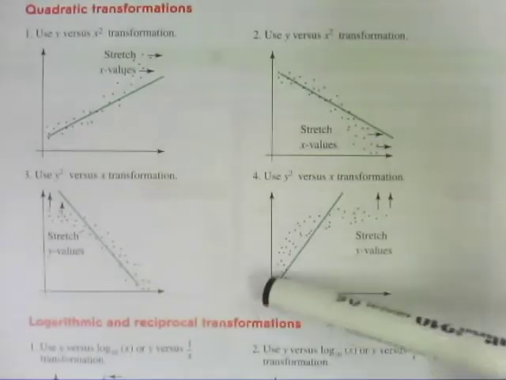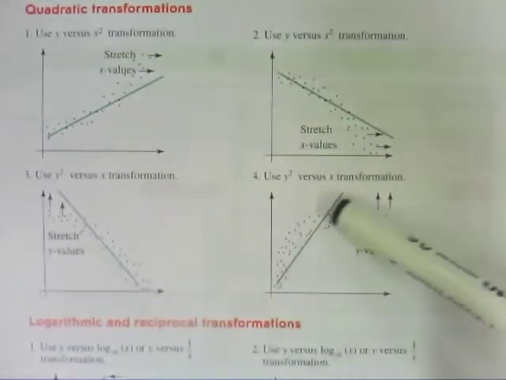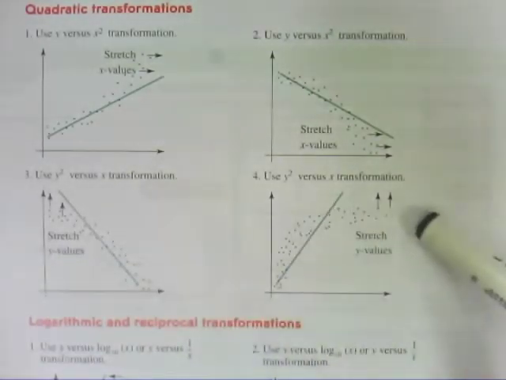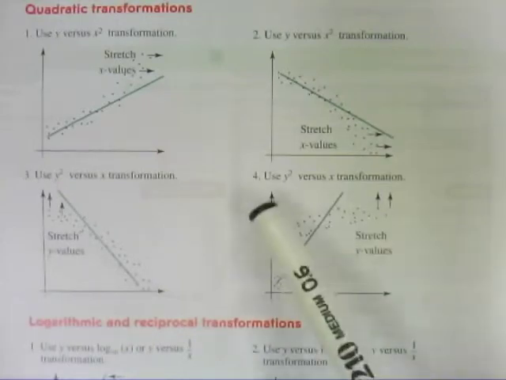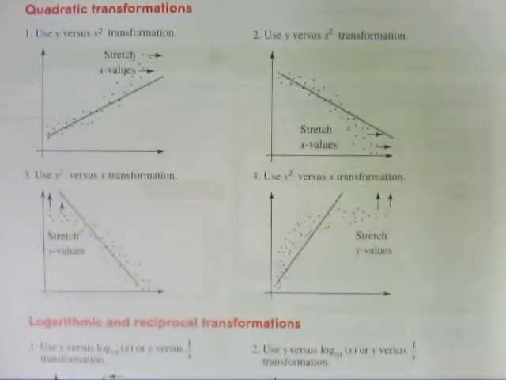If your plot looks like one of these two here, where it sort of peters off, it doesn't keep disappearing off into the distance, then you might need to stretch your y values, and you do that using a y squared transformation. Okay, so that's the quadratic transformations.